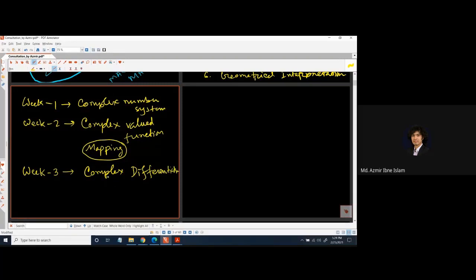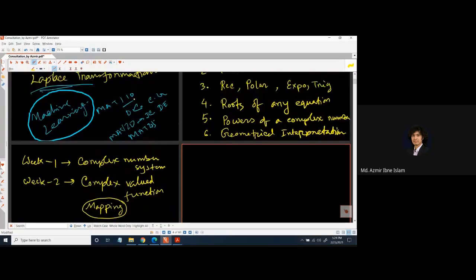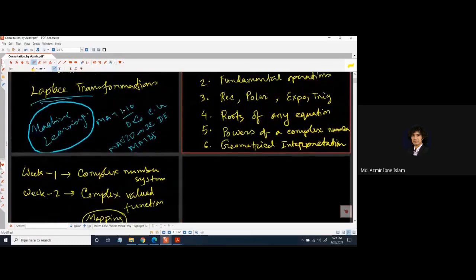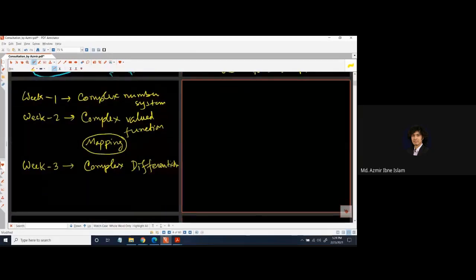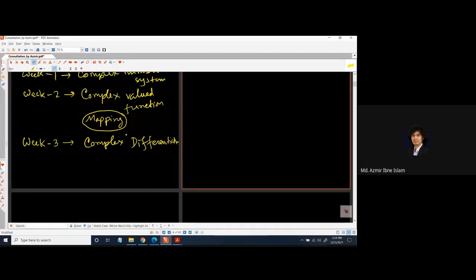Just like differential calculus, whatever you have learned in Math 110. So here in Math 110, you have learned how to differentiate a real valued function. But in complex variables course, you will learn how to differentiate complex valued function. So in complex differentiation, you will often see that there is a term, namely CR equations. Okay, it is a short form of Cauchy-Riemann equations.